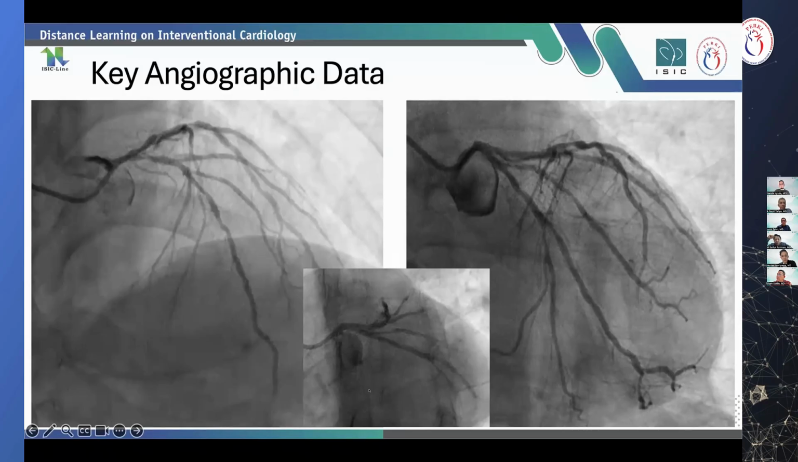Yes. And also identify the landing zone, right? The distal landing zone. We don't know exactly whether this is a diffuse disease. Yes, exactly, because it's very long, and in a long lesion it is difficult for us to decide the landing zone. Yes, thank you.